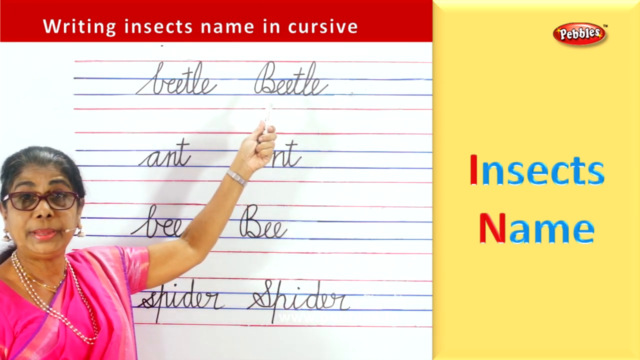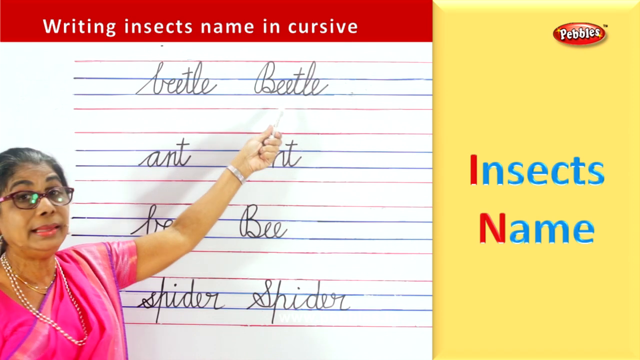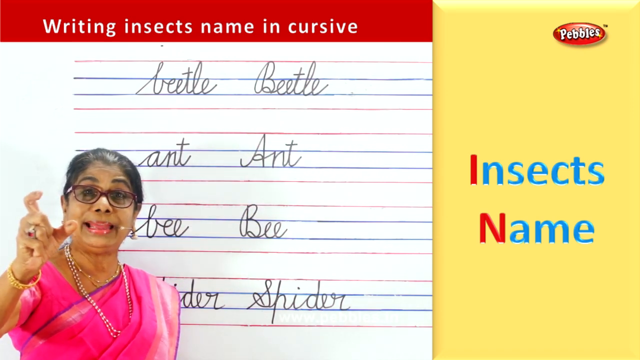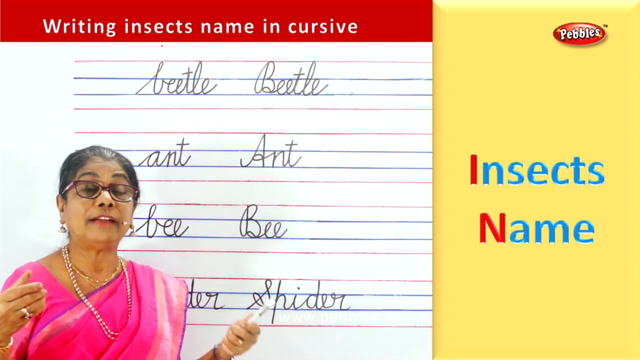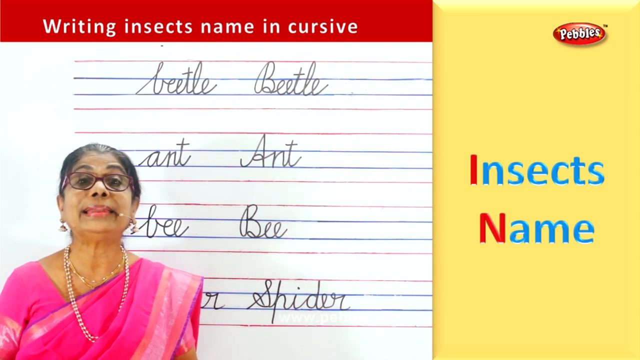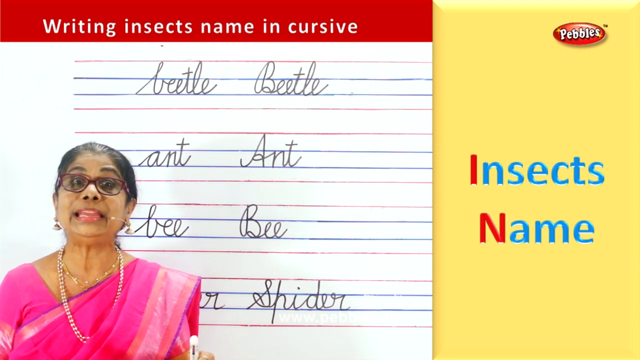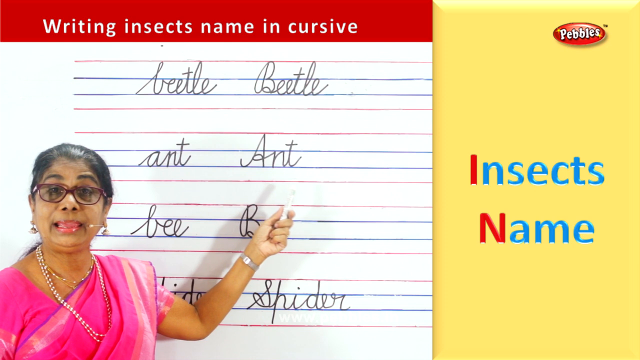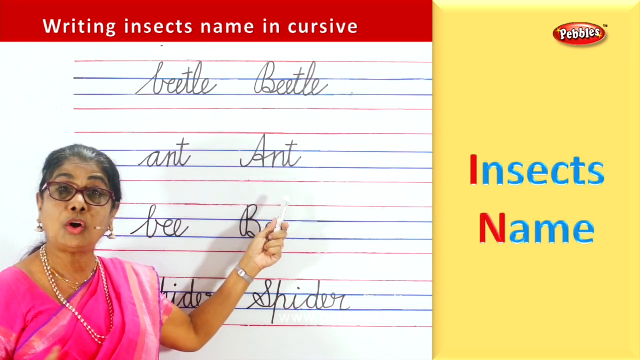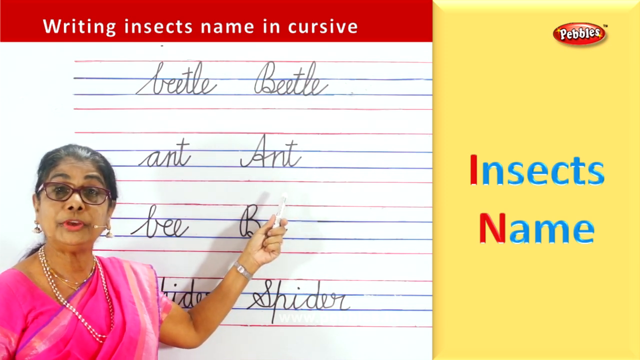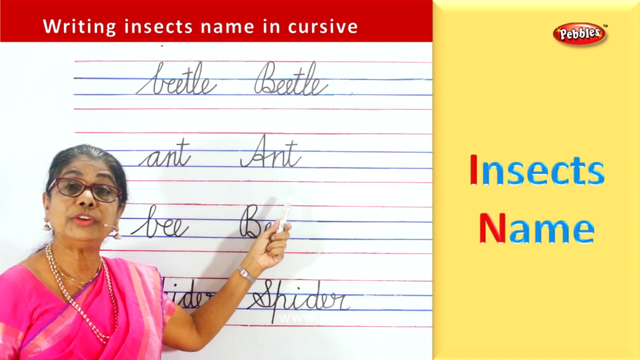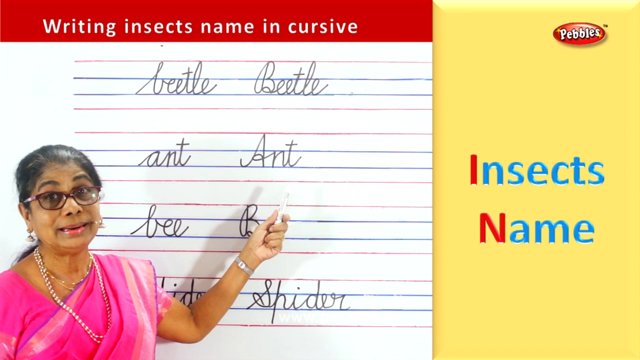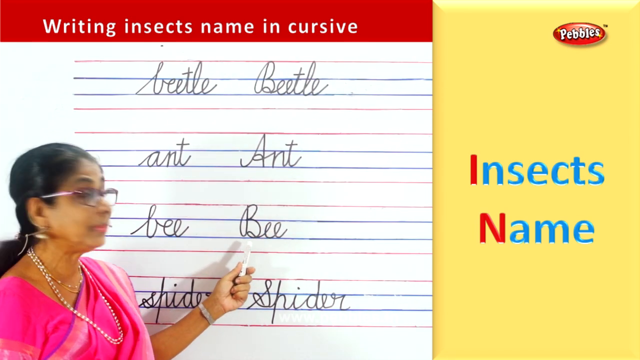Beetle. B-E-E-T-L-E. Beetle. Beetle is a large bluish black insect. They have a very hard shell and they can kill a tree. They eat up all the tender leaves. Ant. A-N-T. Ant. There are colonies of ants. An army of ants in your house wherever you keep sweet items.